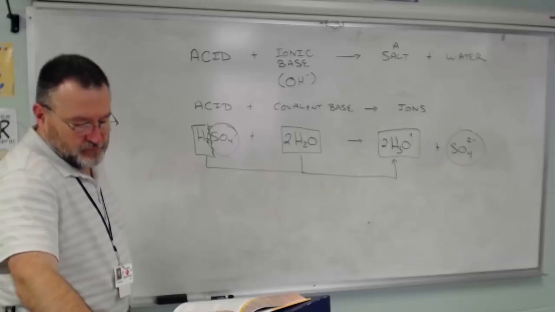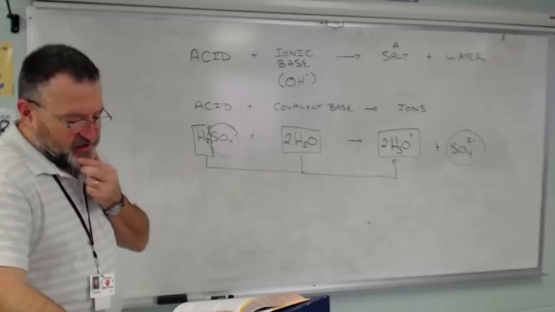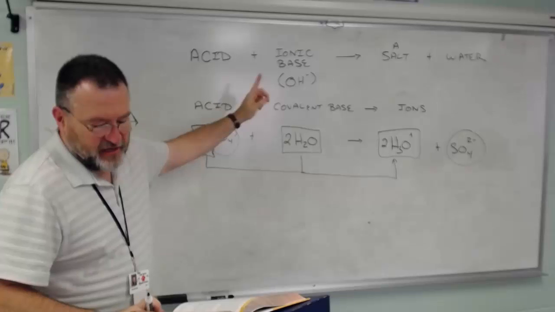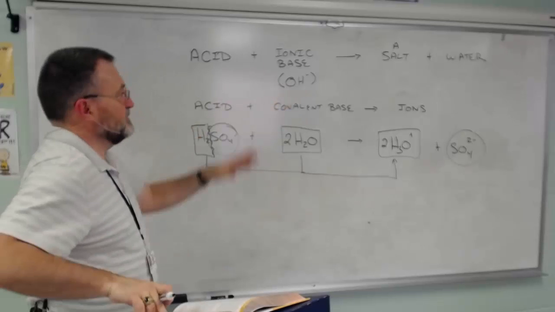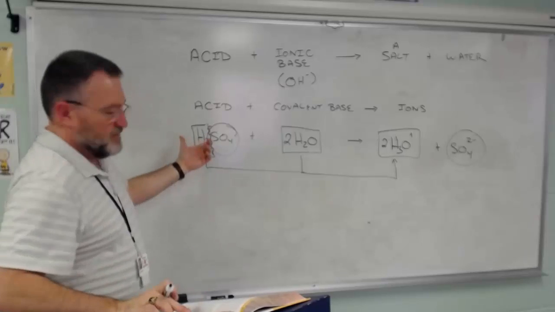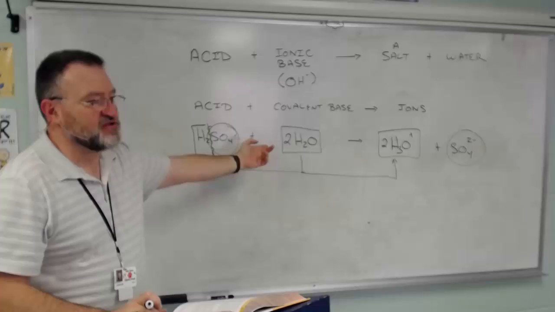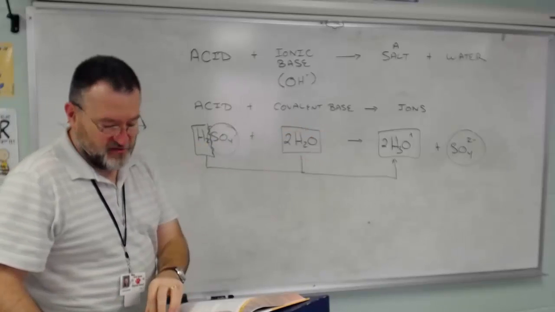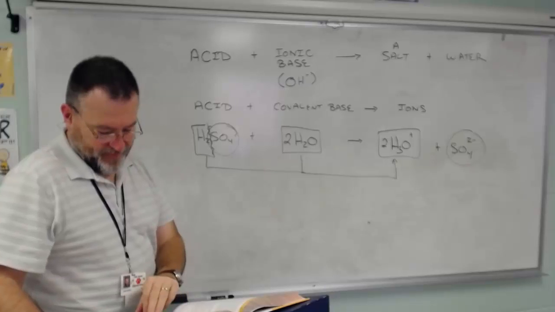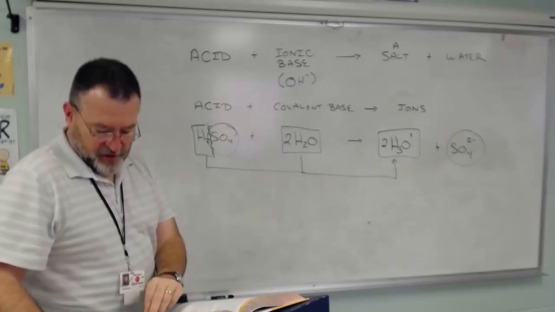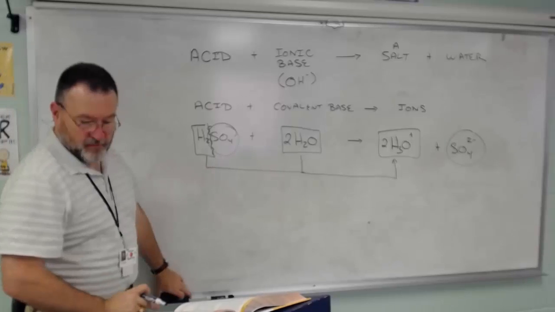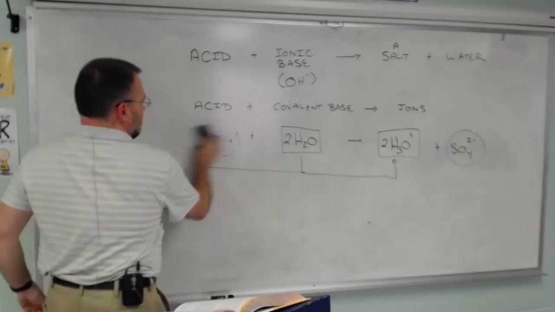From the book, quoting, it says, in the previous section, a covalent acid reacts with an ionic base to form an ionic compound and a covalent compound, salt and water. In this kind of reaction, a covalent acid reacts with a covalent base to form two ions. And of course, they encourage you to look at on your own 9.5 and 9.6. Let's look at example 9.3 before we finish for today. Example 9.3.